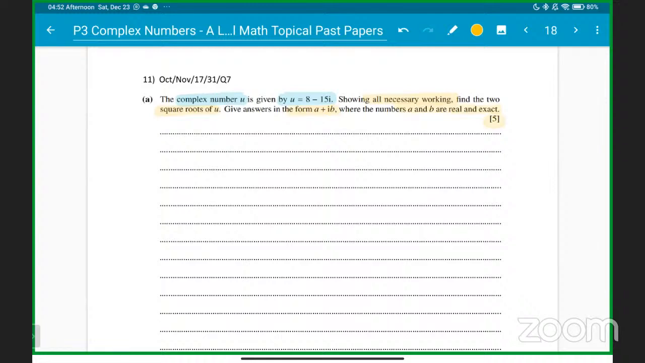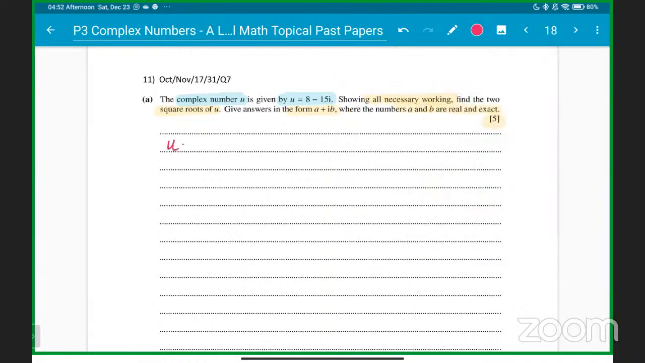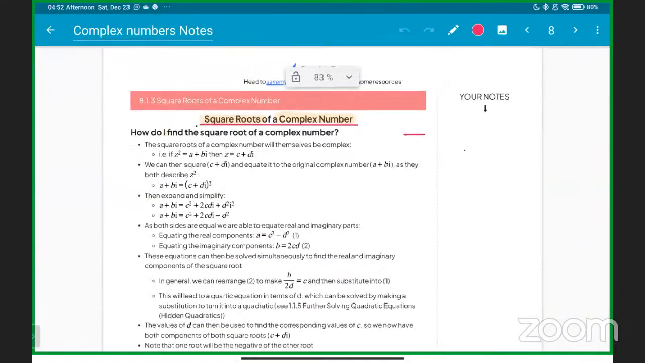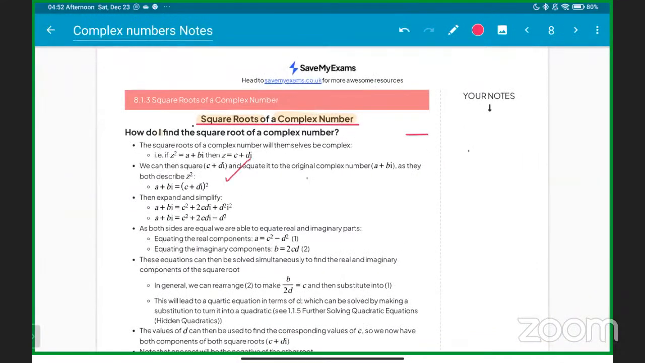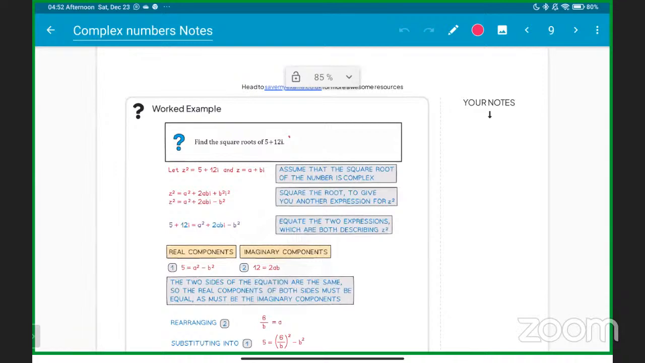Not a problem, right? So when you have this type of question, when you have to find the square root, we have u equals 8 minus 15i. If you have to find the square root, you'll have to square and equate it to the original complex number. They are saying, find the square roots of this. So we apply the square, with a square plus b square plus 2ab and those things. Okay, with me following, everyone?